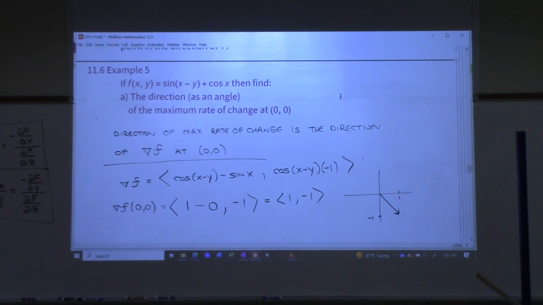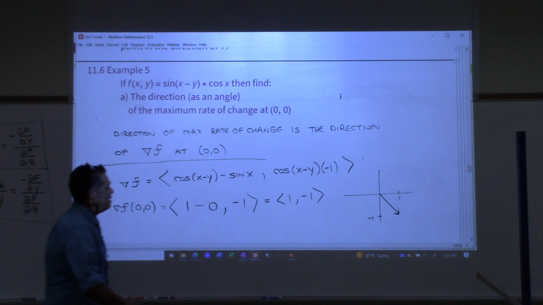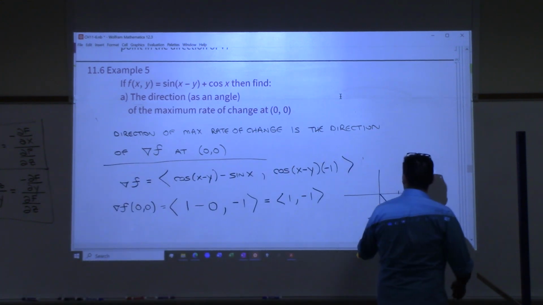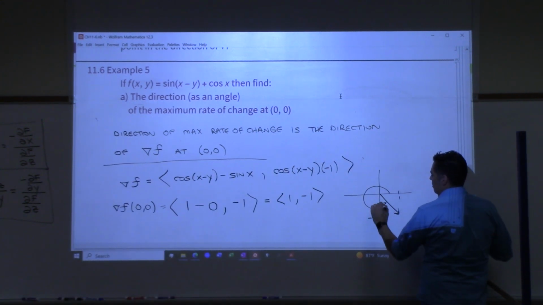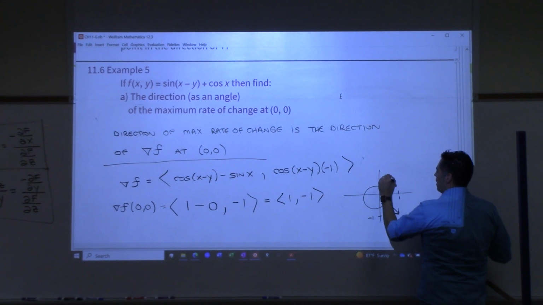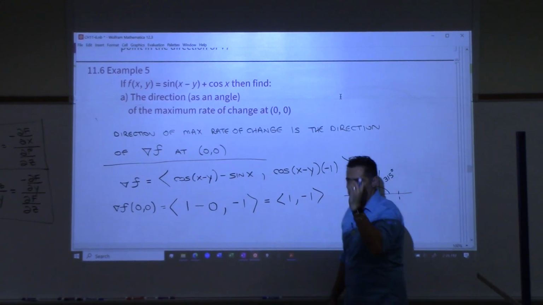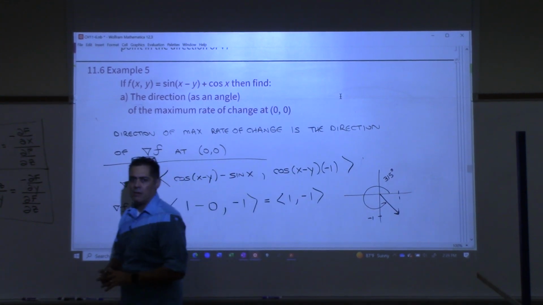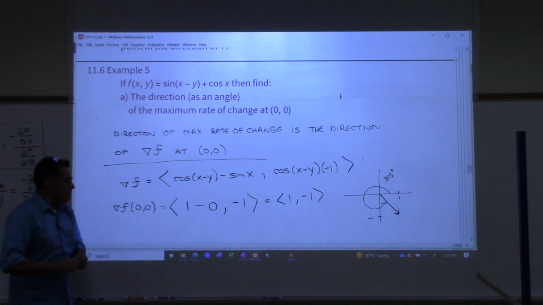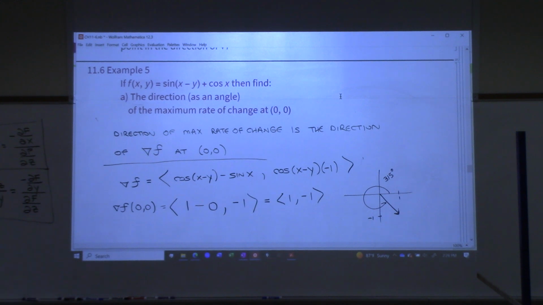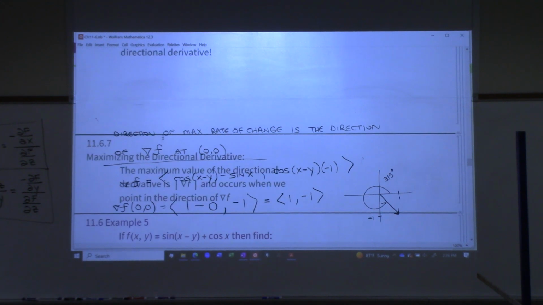So you can say negative 45 degrees. You can say a positive angle if you want. It doesn't matter. 315. I'm going to go with the positive angle. It doesn't really matter. You could use radians. 315 degrees relative to the x-axis. Let me go back up.